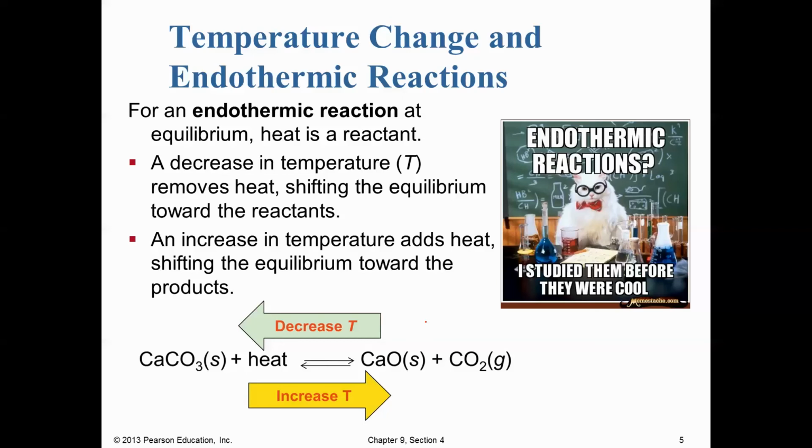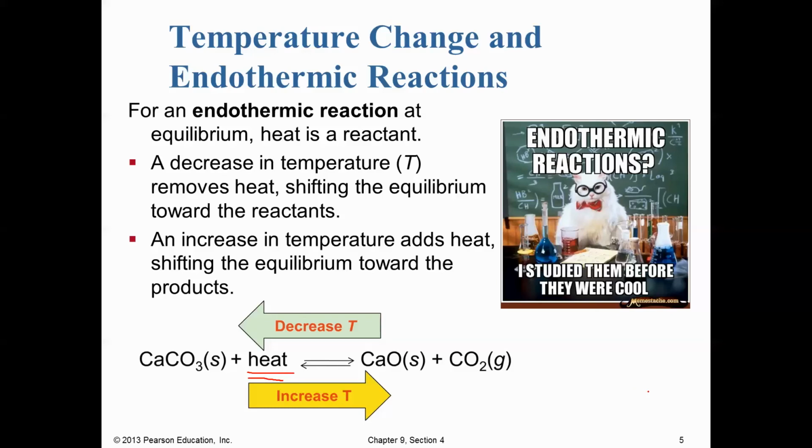All right, so that brings us to our last one, which is how temperature affects endothermic reactions. So with an endothermic reaction, these are reactions that absorb heat. And so in an endothermic reaction, heat's actually considered a reactant. So we can write our equation right here with heat on the left side because it's a reactant. We can almost think about this as like a chemical.